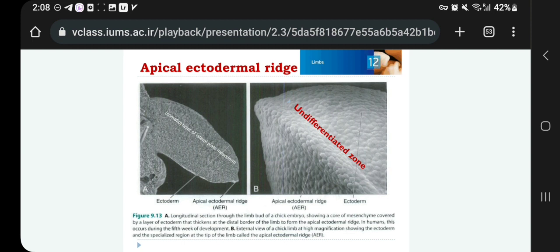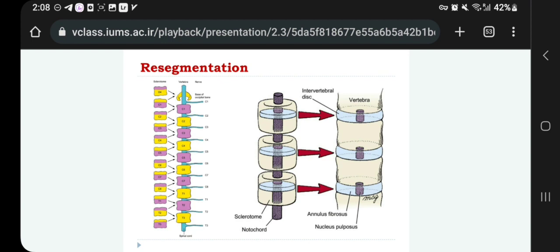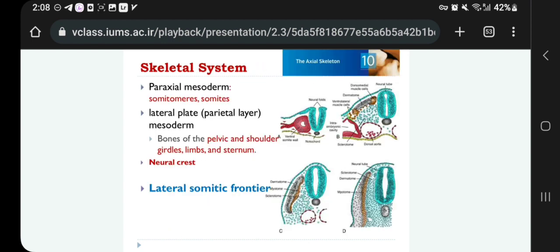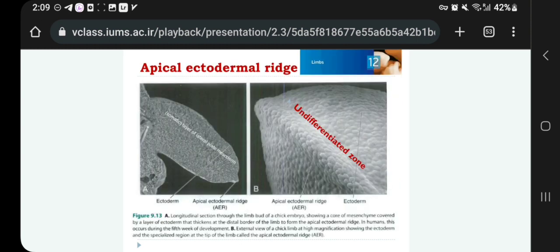Okay, but come back here. But the development of the limb, what happened, when, and how is the limb formed? You know, the 3rd week of gestation is the gastrulation. It starts with the gastrulation. Okay.